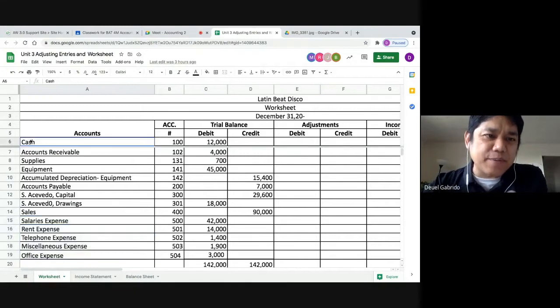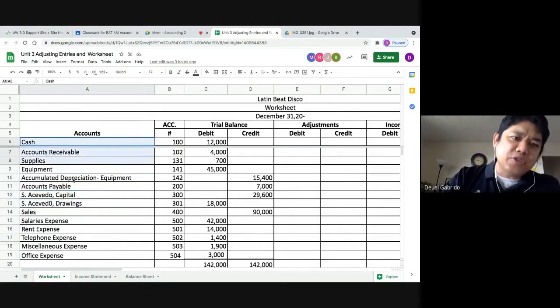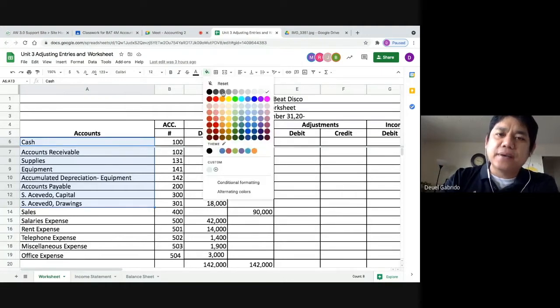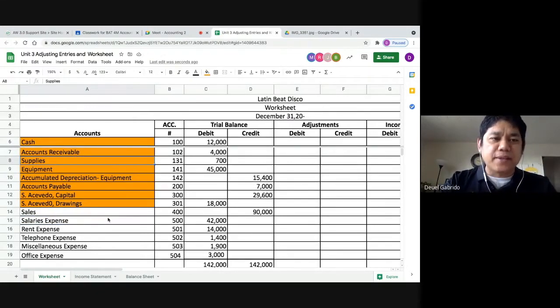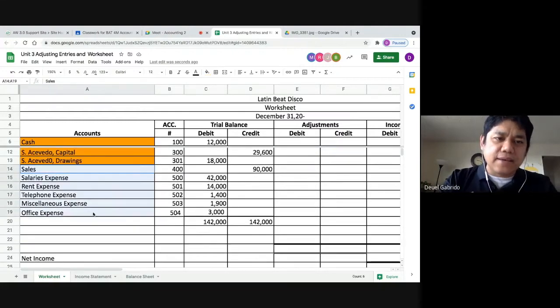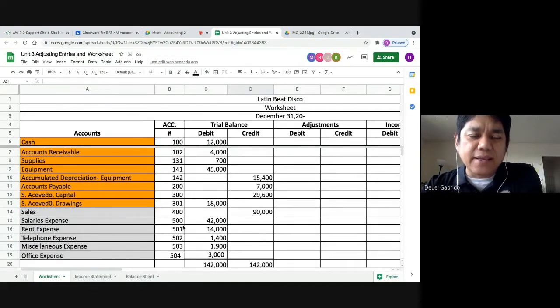So from cash, guys, going down to drawings. After drawings, that will be part of your balance sheet. Okay, look at that. I highlighted it from cash going to drawings. Let's put a color, okay? So this one should be part of your balance sheet. While sales and up to other expenses, this will be part of your income statement, right?